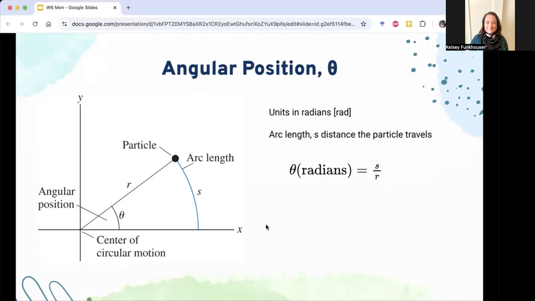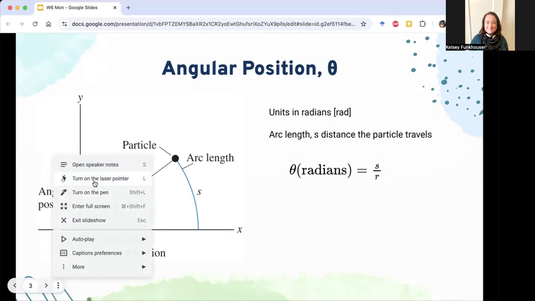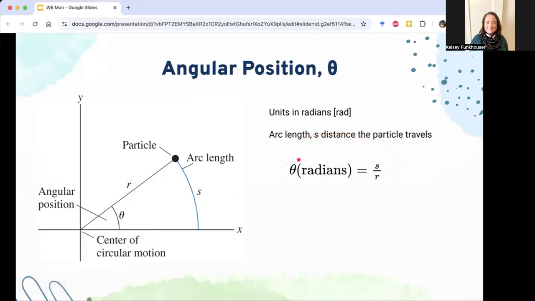And part of this we can see in where radians comes from. It is the arc length, so this distance, divided by the radius, this distance. Those are both distances, and if they're in the same units, the units cancel out. So anyway, angular position is really just the angle when it's rotating around in a circle. And we list that in radians.